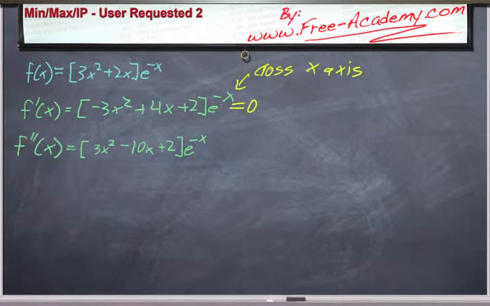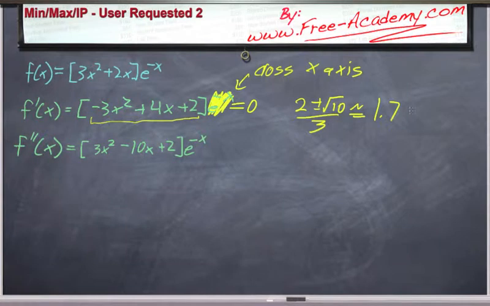The first thing you can notice easily is that your e to the negative x can divide off, and basically you're just solving a polynomial at this point. Now that's complicated, and the best way of doing that is the quadratic formula. I'll skip the steps because it's just simple algebra. You can do it on your own. But you're going to get (2 plus or minus the square root of 10) divided by 3, which is equal to about 1.7 and about negative 0.38.